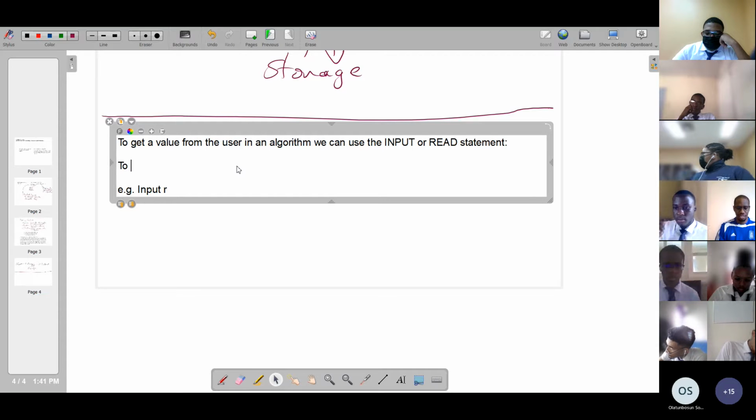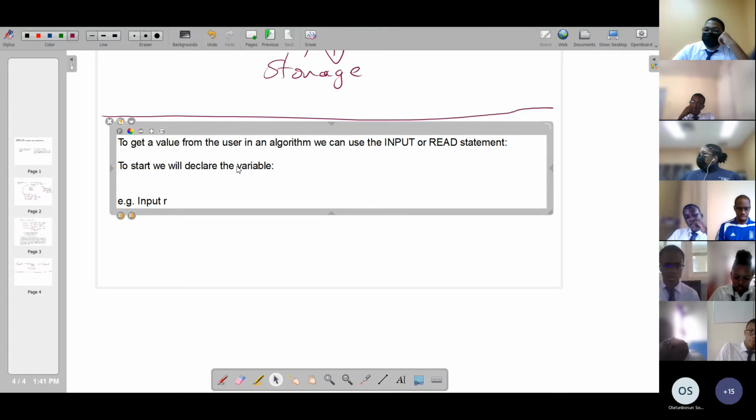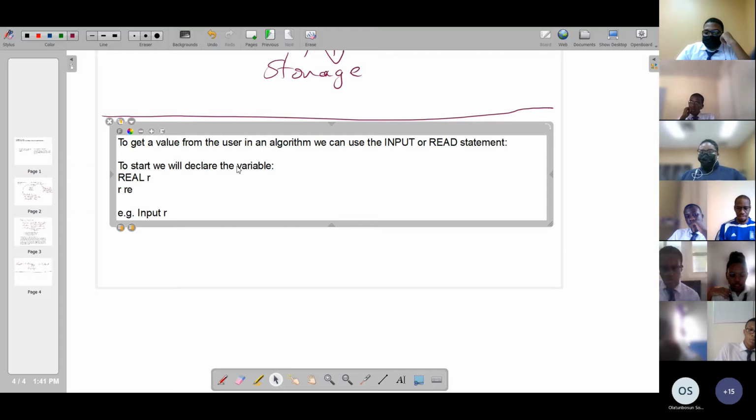So to start, we will declare the variable. And we have to declare a variable. And you don't have to put them in caps. I'm just putting them in caps for emphasis right now as we learn it. Okay? So to declare the variable, we say real R. And R represents the radius value that the user will enter.